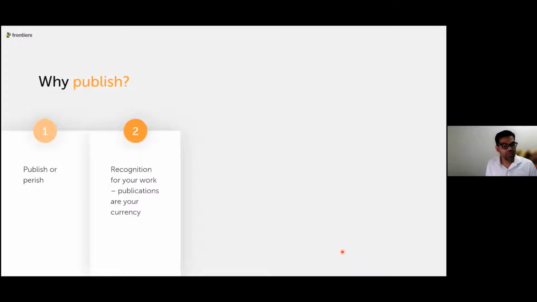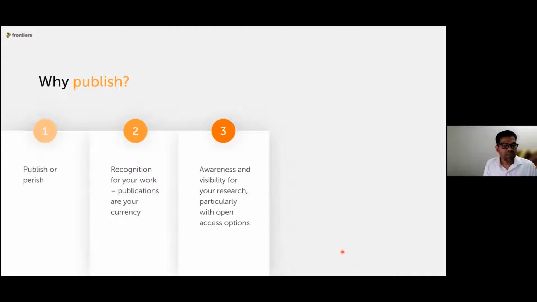Second is recognition of your work. Your papers are actually your currency, and it's very important. Then there is awareness and visibility for your research, and this is very important. When we are talking about these open access options nowadays, for example Frontiers in Agronomy, awareness is very important.